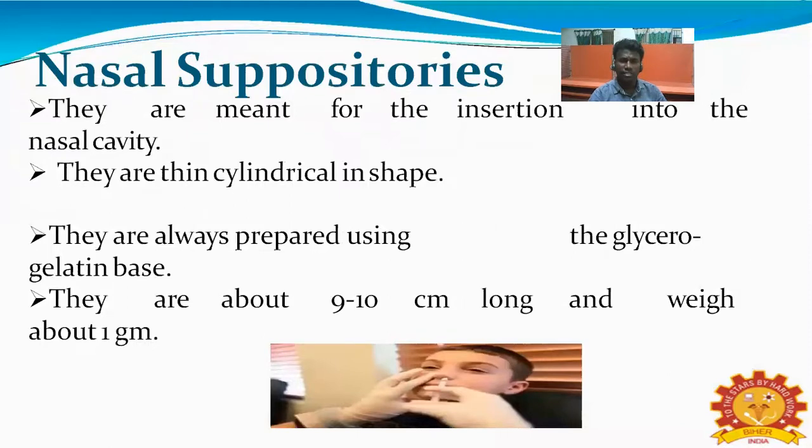Nasal suppositories. These are meant for insertion into the nasal cavity. They are thin and cylindrical in shape. They are always prepared using the glycerol-gelatin base. They are about 10 centimeters long and weigh about 1 gram.